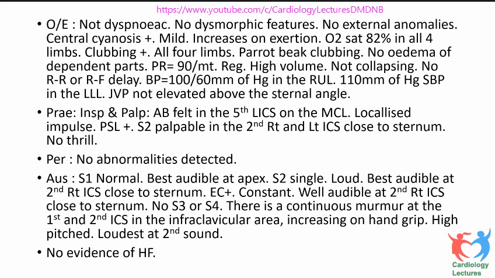TG is the central shunt. Water shunt and Potts shunt. The Waterston shunt is from where to where, and the Potts shunt is from where to where? So the Potts shunt is from the descending aorta to the left pulmonary artery, LPA. The Waterston shunt is from the ascending aorta to the left pulmonary artery.